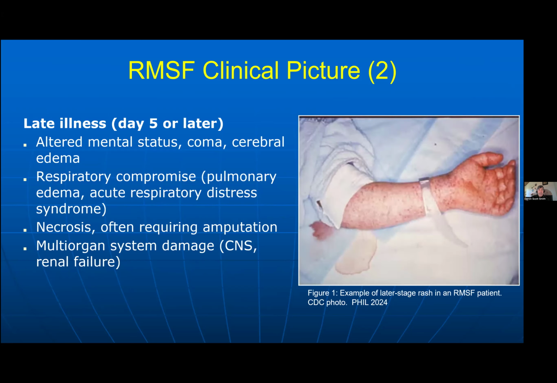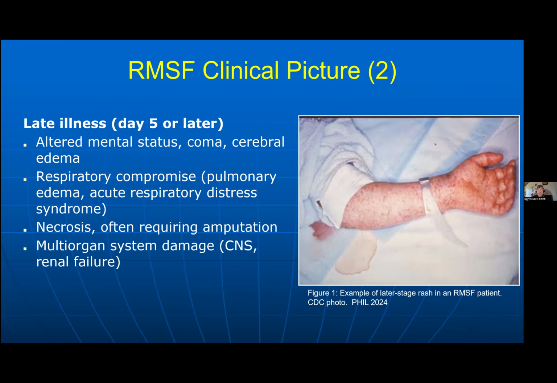Later in the illness, day 5 and beyond, there can be altered mental status, coma, cerebral edema, and respiratory compromise. Again, the endothelial cells are involved, and it's an intracellular infection that leads to this pathophysiology that can result in necrosis and sometimes requiring amputation. So it's a multi-organ system insult involving the CNS and often renal failure as well.